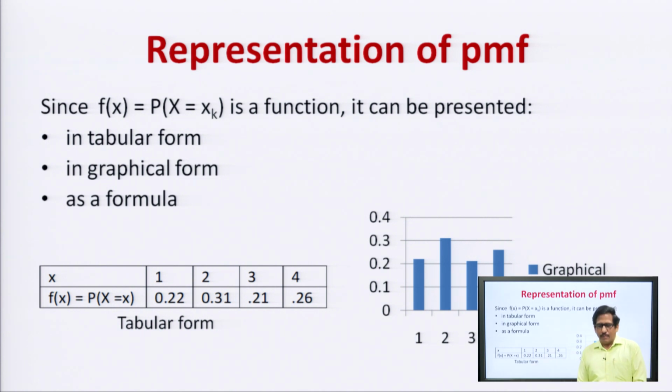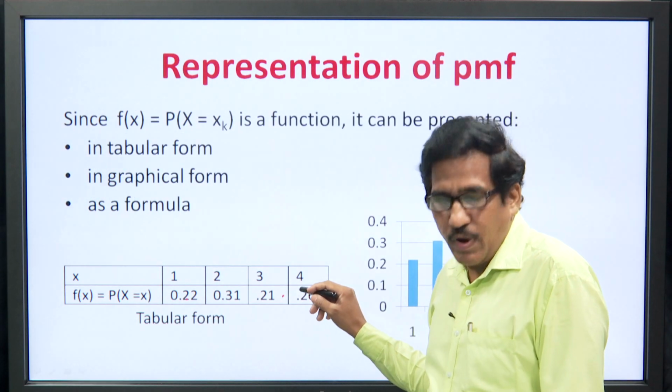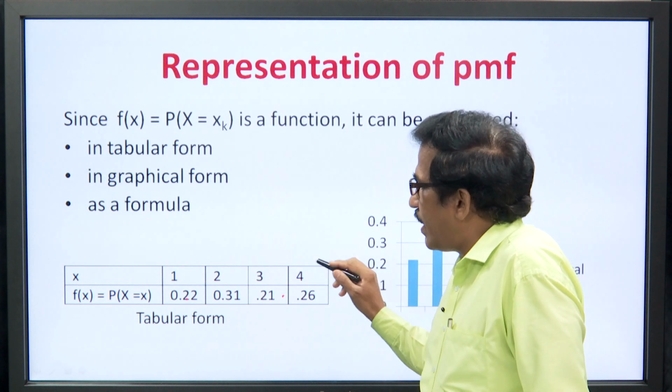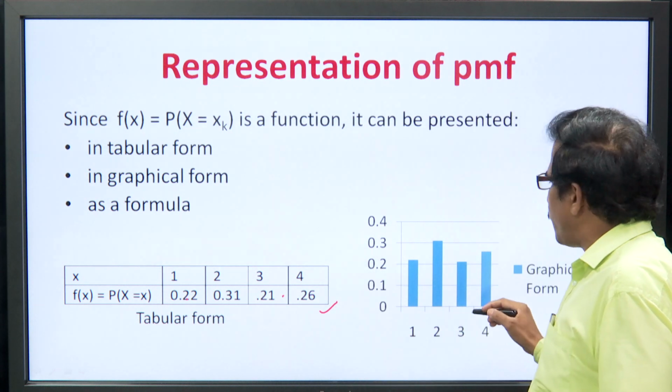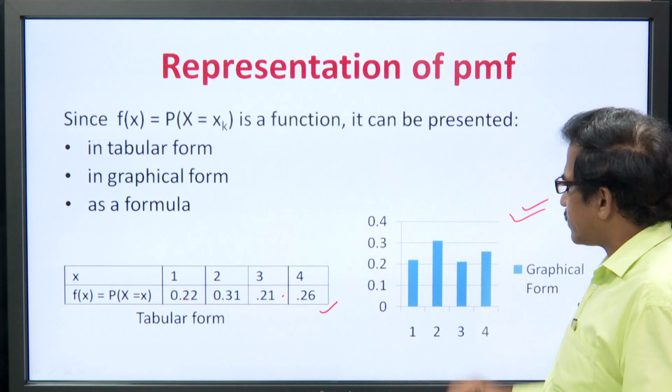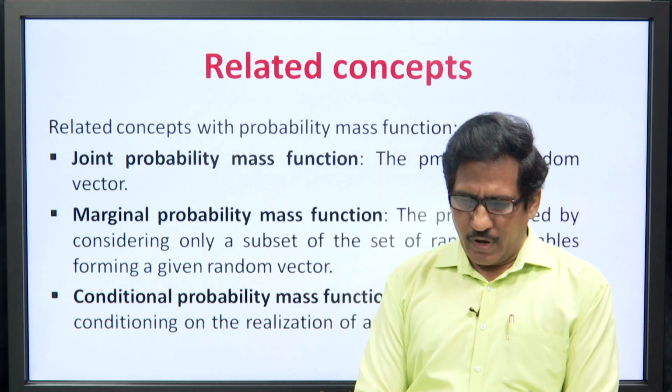Now, how do we represent a probability mass function? A probability mass function can be represented in any of three forms: as a formula, as a table, or in graphical form. If x has values 1, 2, 3, 4 and their probabilities are 0.22, 0.31, 0.21 and 0.26, then we can write the probability mass function in a tabular form, or we can generate a graphical form of this probability mass function, or we can also write it in the form of a formula.